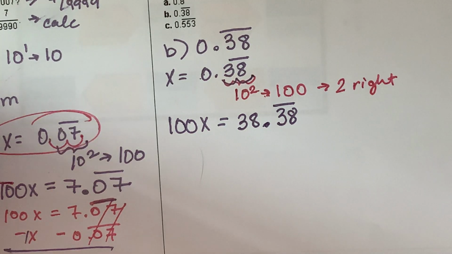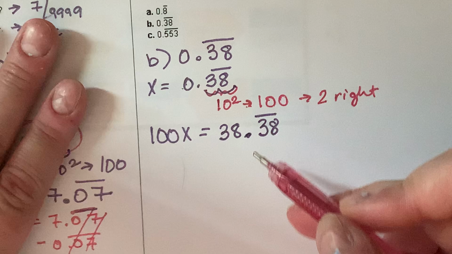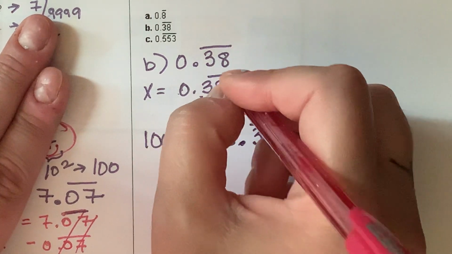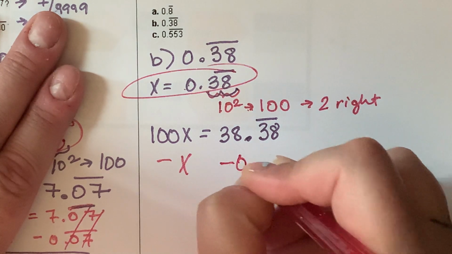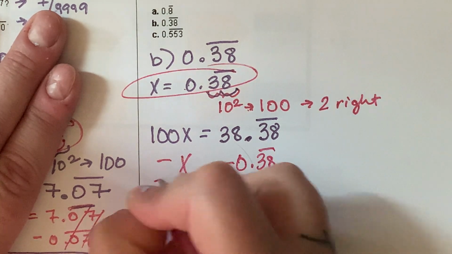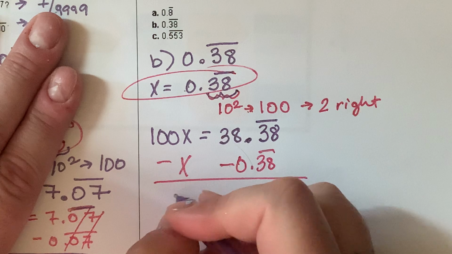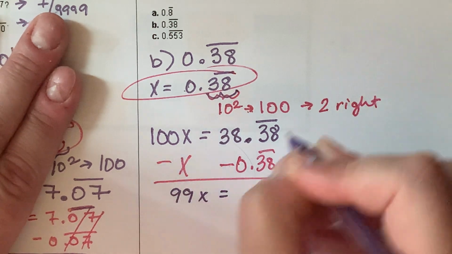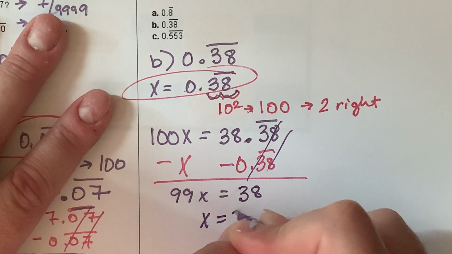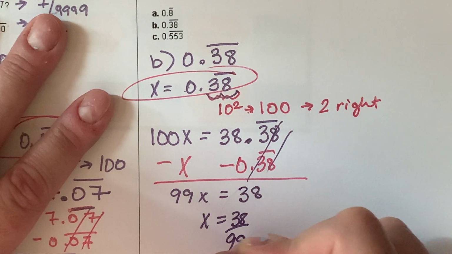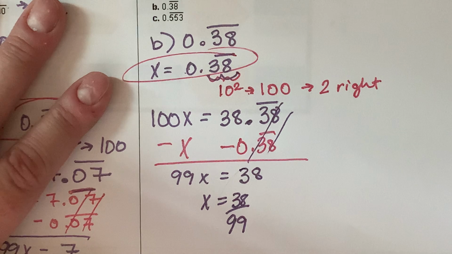Okay, now what we're going to do is subtract them. We're going to subtract what we just got and what we had at the beginning. And on the left, we get 99x. On the right, the repeats cancel and we just get 38. So 38 over 99. Woohoo!